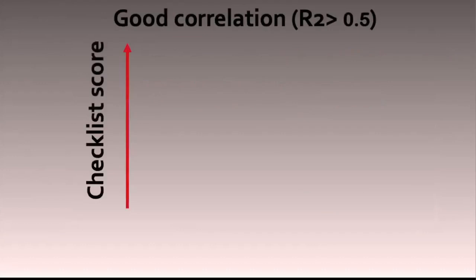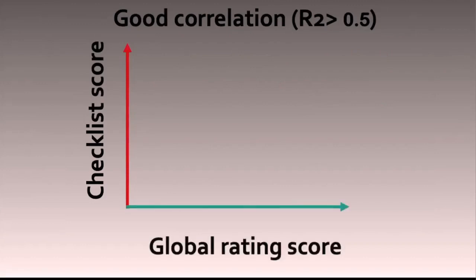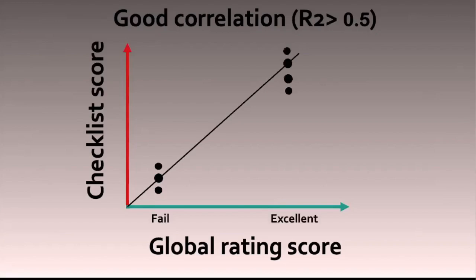So let's do this practically. This is the checklist score ascending, and this is the global rating score. And then we're going to put the students' marks here and here. So in this case, this is a good correlation, meaning that the students that performed poorly in the checklist score also performed poorly in the global rating score, and the same goes for the students who performed excellently.